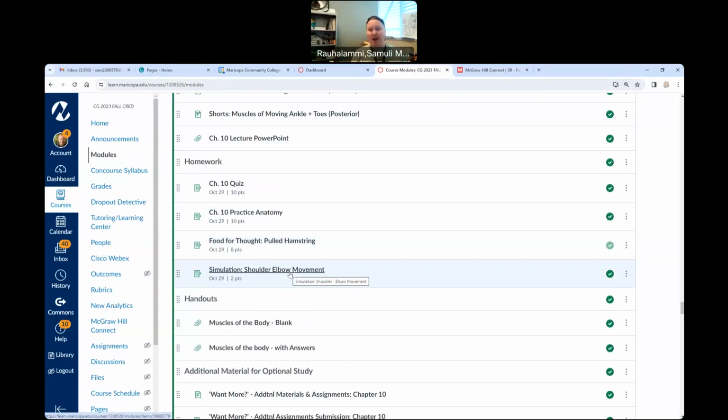Remember, it is not super high stakes in terms of the points, but it is a useful activity. I wanted to keep it low in terms of the points associated with it, since I'm trying these out for the first time.